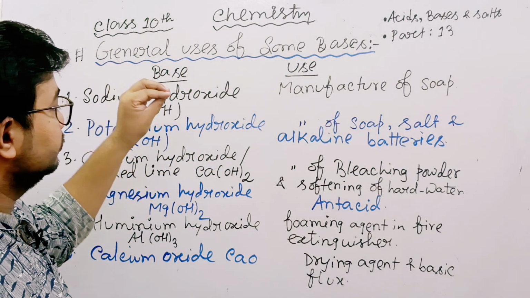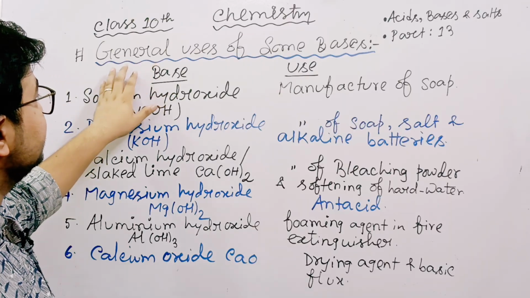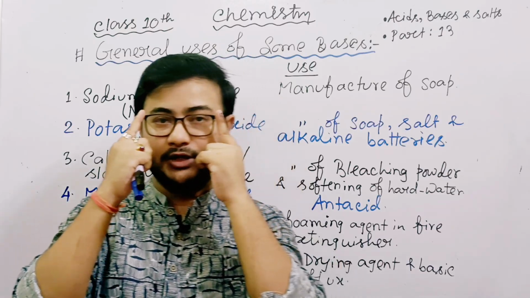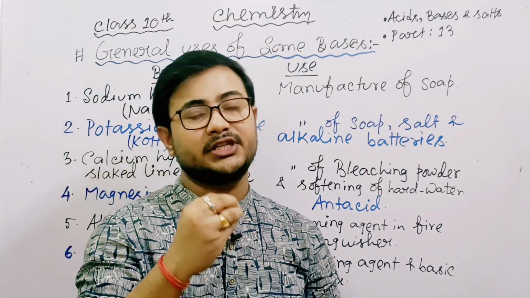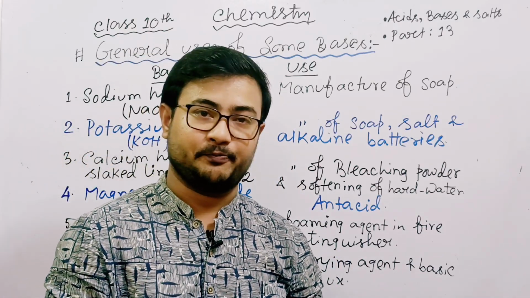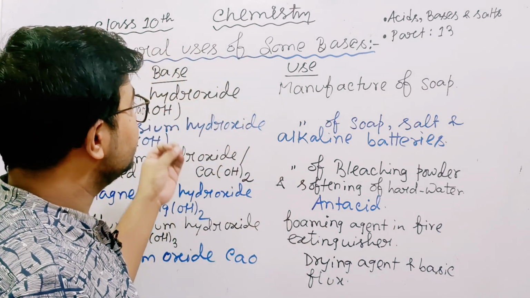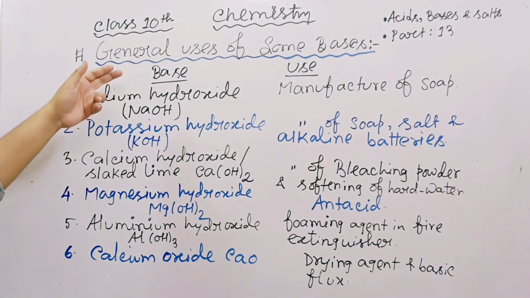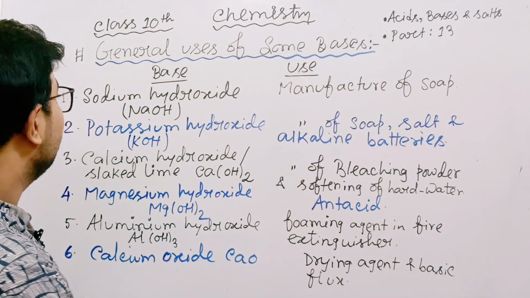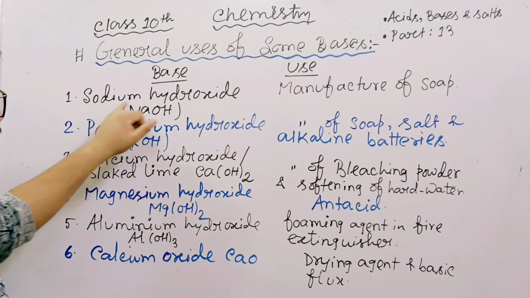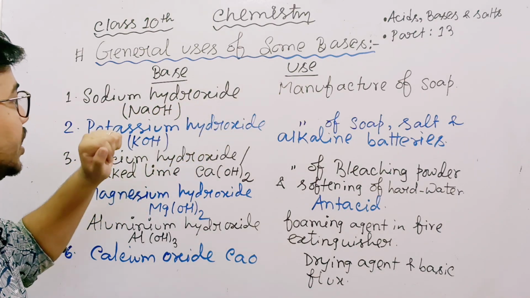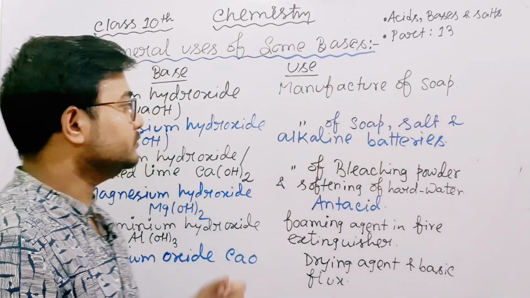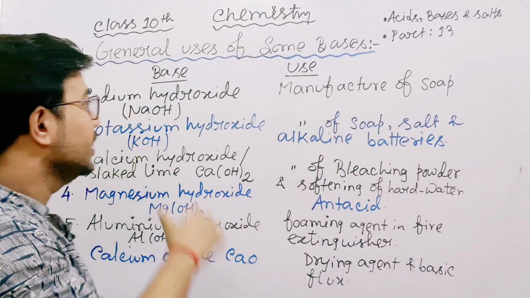In this part we have the general uses of some bases. For factual questions, for MCQs in section A, you have to memorize some factual data. This type of question will definitely come in your board exam, so try to memorize the bases and their uses. The first base is sodium hydroxide, formula NaOH. Sodium hydroxide is generally used to manufacture soap. So note down everything in your chemistry copy.